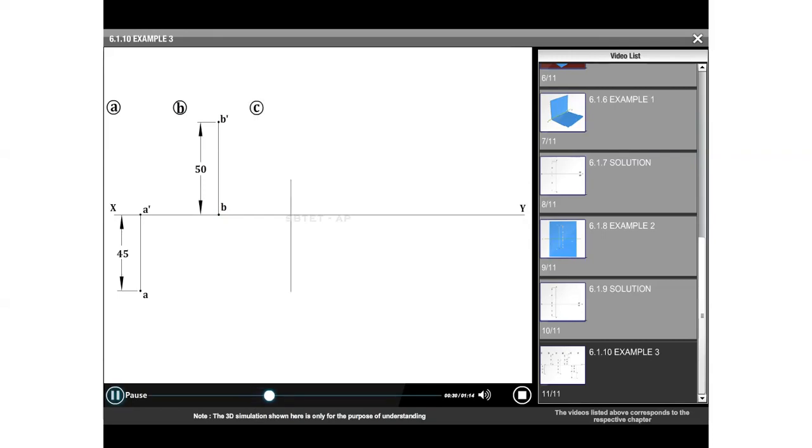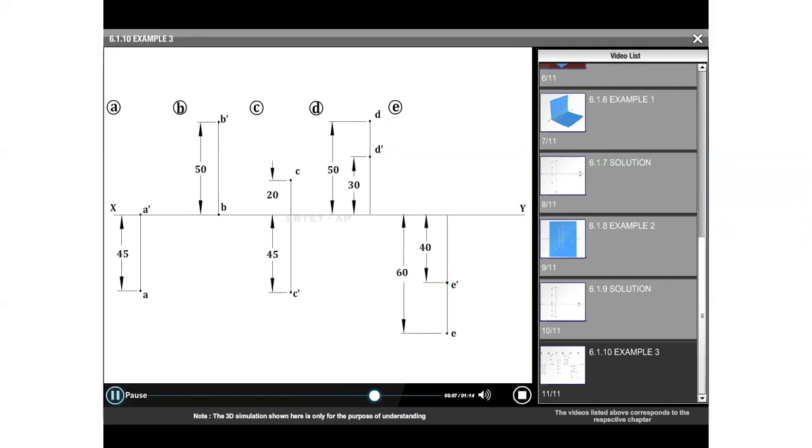Subdivision C. In this, the front view lies 45 millimeters below the XY line and the top view 20 millimeters above XY. Subdivision D. In this, the front view is 30 millimeters above the XY line and the top view 50 millimeters above the XY line. Subdivision E. In this, the front view lies 40 millimeters below the XY line and the top view 60 millimeters below the XY line.